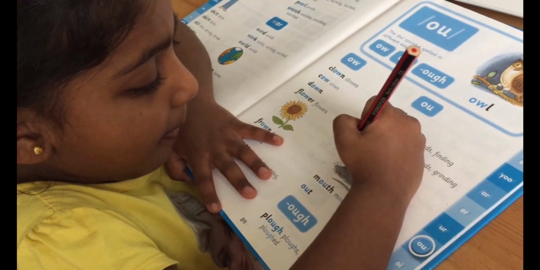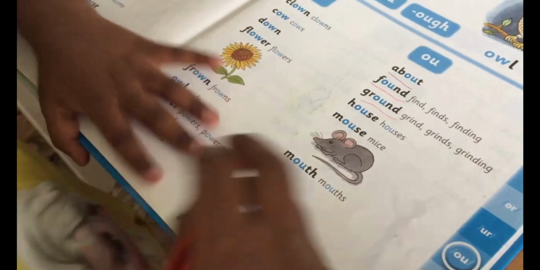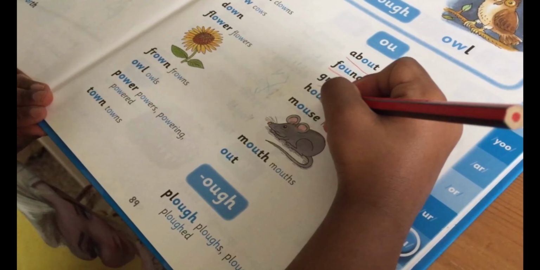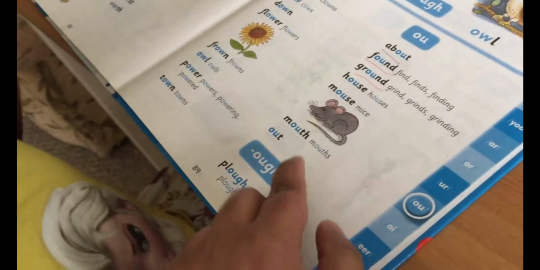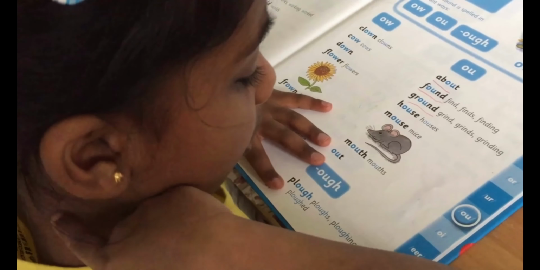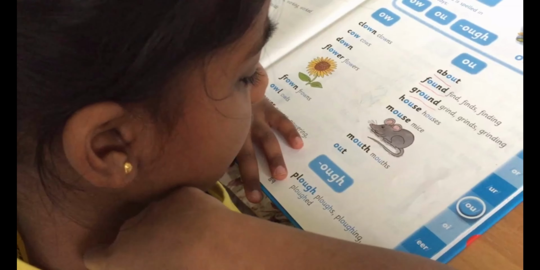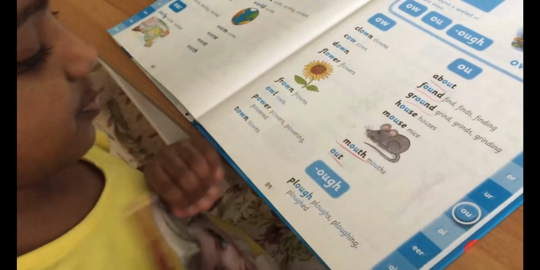House. House. Mouse. Okay. That's a magic sound. Yeah, because they are magic E. Magic Es mean you shouldn't say them. Mouse. Out. Underline out. Mouse. Out.